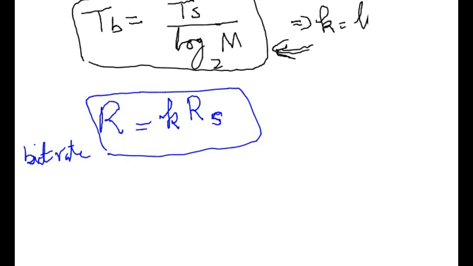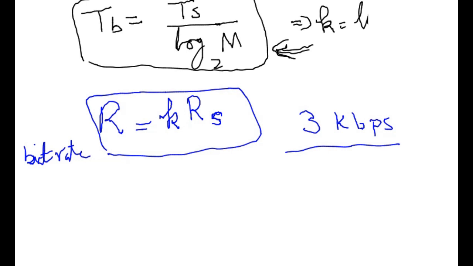So each symbol carries k bits. As in the previous example, we had 1 kilo symbols per second. If each symbol carries 3 bits, we would be transmitting 3 kbps, 3 kilobits per second.